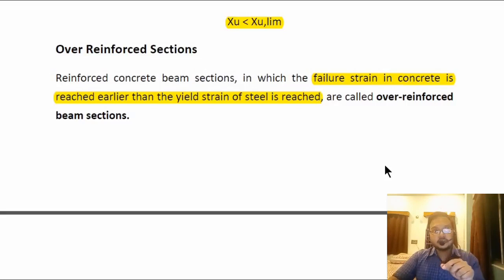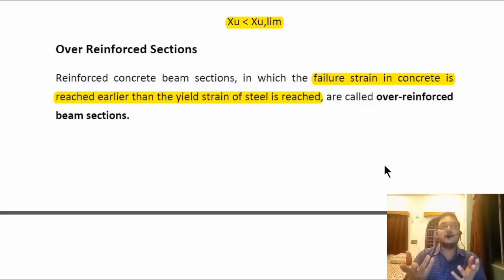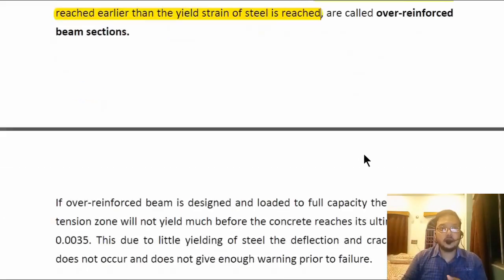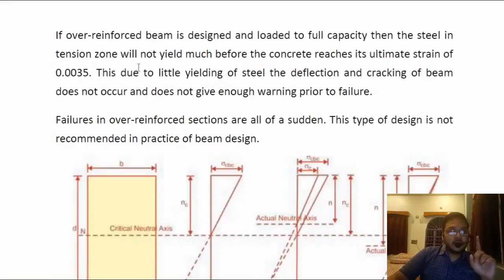For an over reinforced section, just the opposite thing will happen: the concrete will reach its failure strain first. The first strain will occur in the concrete, not in the steel. So the steel will not yield, but the concrete will get crushed and broken into pieces. That is much more alarming as compared to the previous one, the under reinforced section. So it is never suggested to make an over reinforced section. We will read about that in a later part.